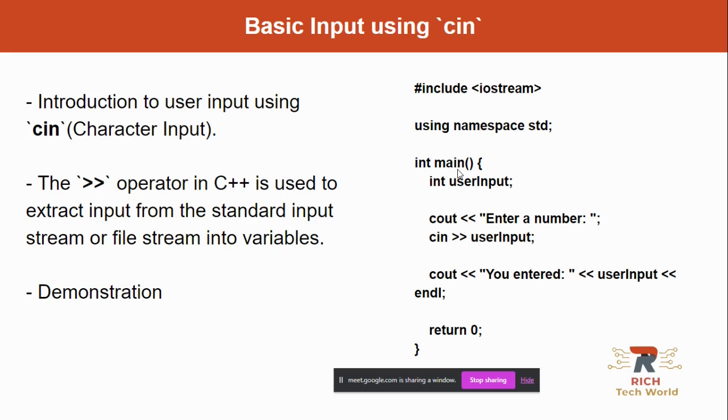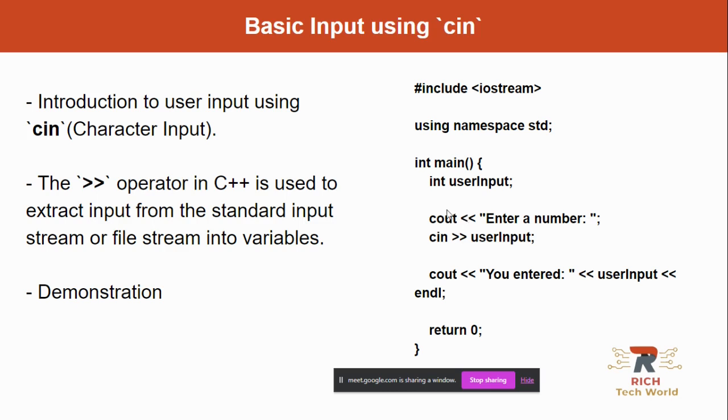Int main, that is the main function, the entry point for the C++ programming language. Then we are declaring some variable here. That variable, we didn't initialize it, we just declared it as int userInput. That is the name of our variable. And since we've declared it as int, that means it's going to store an integer. So we expect the user to put in an integer.